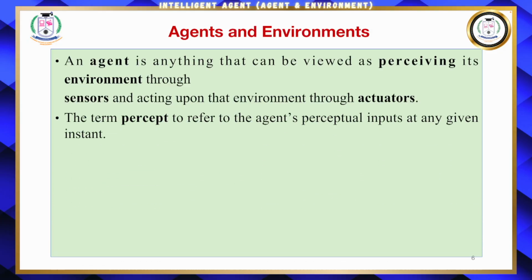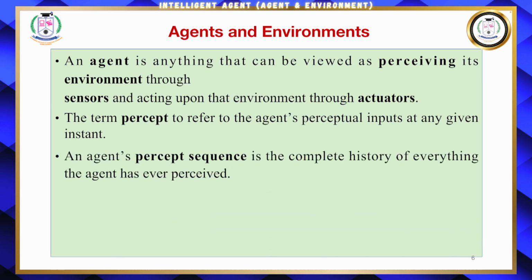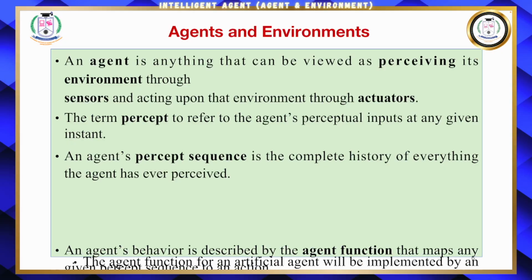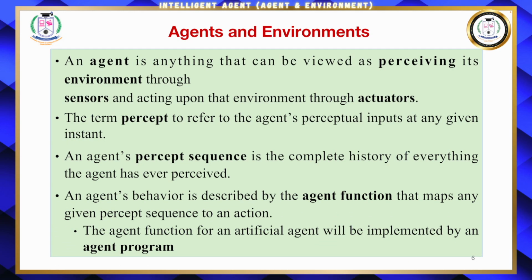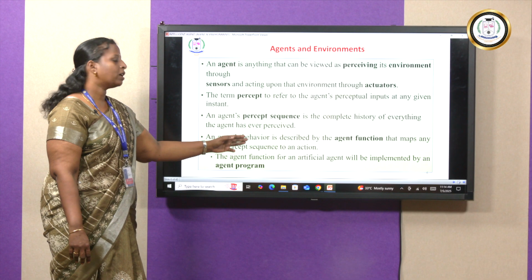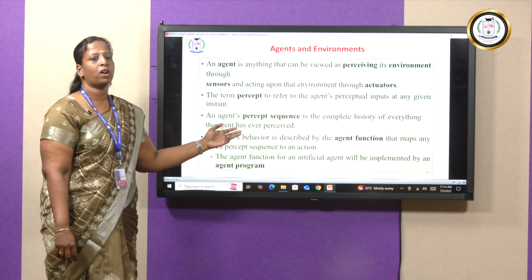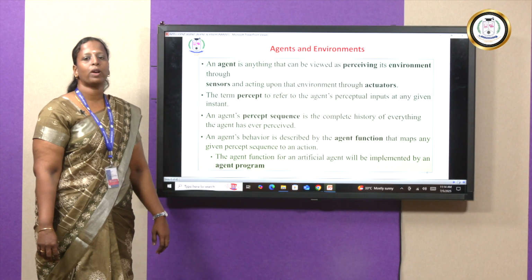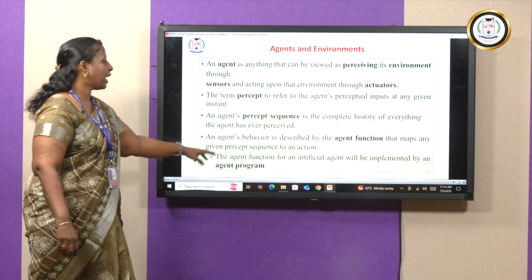Next, a percept is nothing but the inputs that you obtain at a particular point of time. The percept sequence is the complete history that the agent has perceived so far. Next, the agent behavior is described by the agent function. This agent function maps the percept sequence to the sequence of actions taking place in your system. Finally, the agent program can be implemented by means of this agent function.